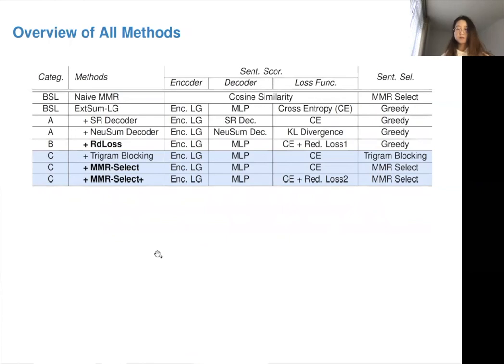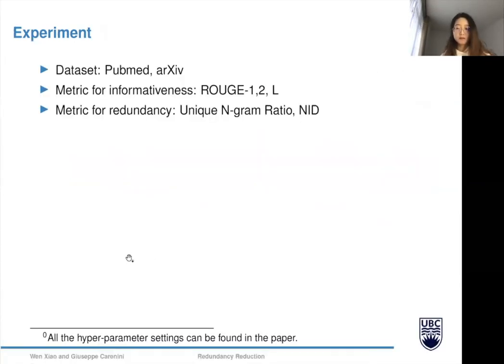To summarize the three methods, all of them use different sentence selection algorithms. In addition, MMR Select Plus fine-tunes the neural model based on MMR Select. Now I'll talk about the experiments. We use PubMed and arXiv as the datasets, and use ROUGE scores as the metric for informativeness, and use the two measurements we mentioned before as the metric for redundancy.